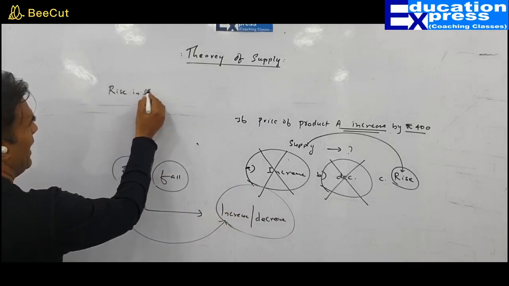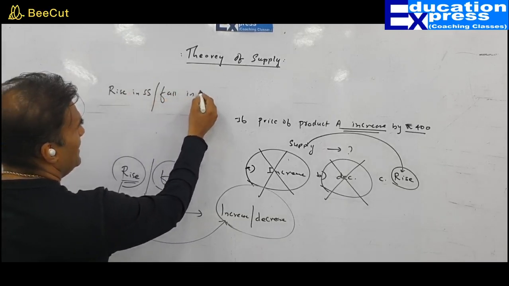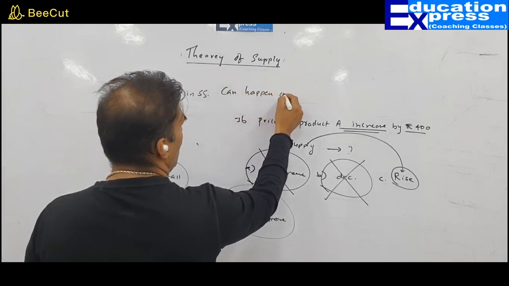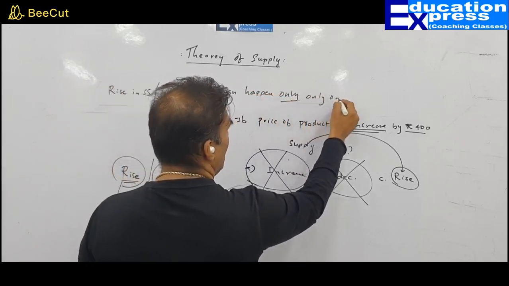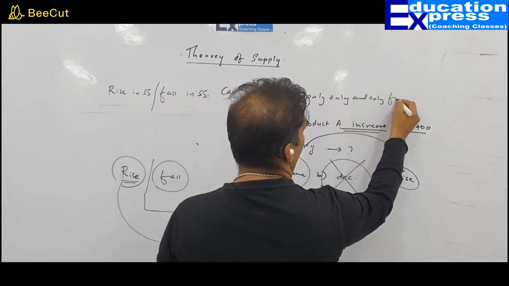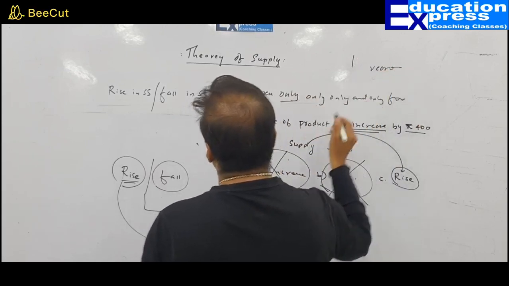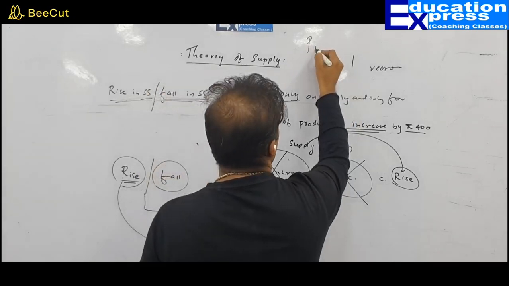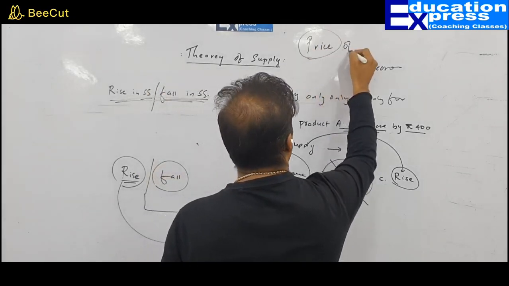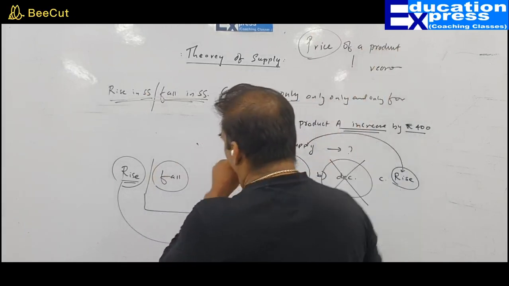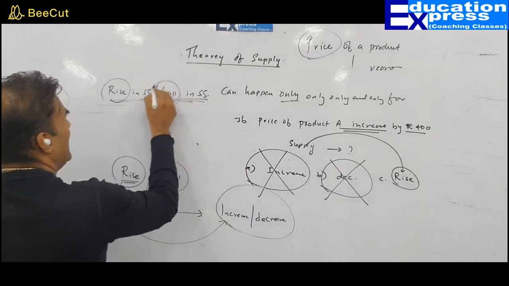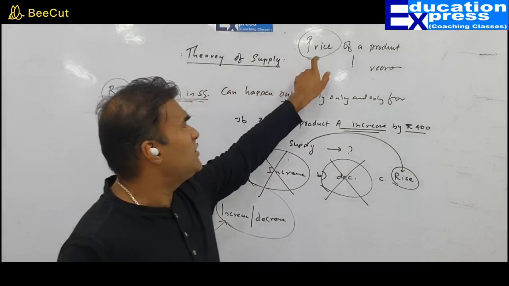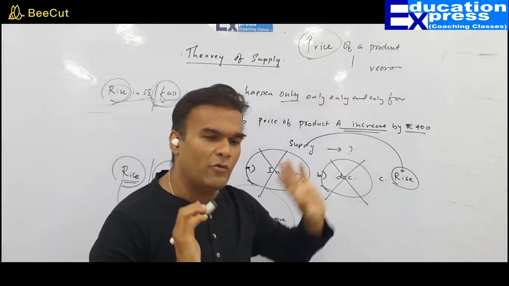Rise in supply or fall in supply can happen only and only for one reason. That means rise or fall in supply can happen only for one reason. And what is that reason? Price. Price of a product. The words rise and fall can be used for only one reason. That means either rise or fall in the price, or increase or decrease in the price of that product.